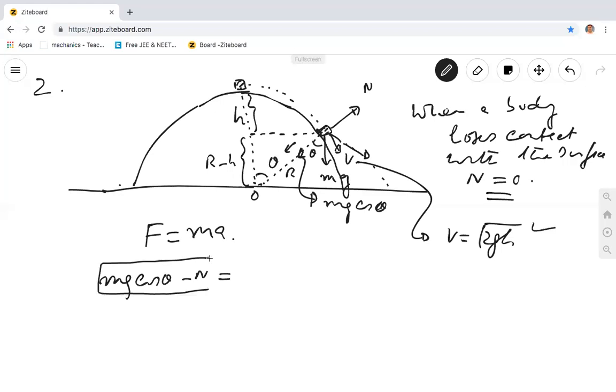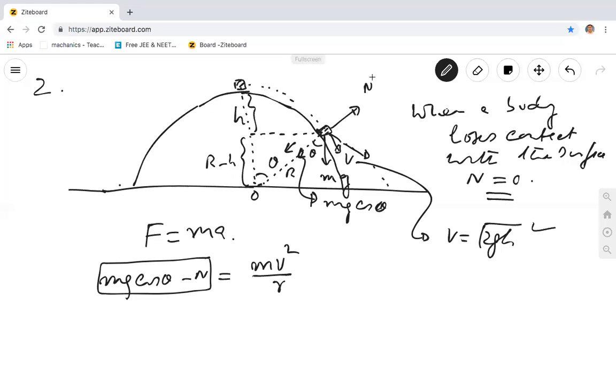These are the agents which provide what? What do they provide? Necessary centripetal force. Good. You are understanding. mv square by r, please mark it well. The agents provide the centripetal force. On the left side, you just sum up the agents. But summing up the agents is very simple. Sometimes the agents are in the same direction, add them up. Sometimes the agents are in opposite directions, then subtract them.